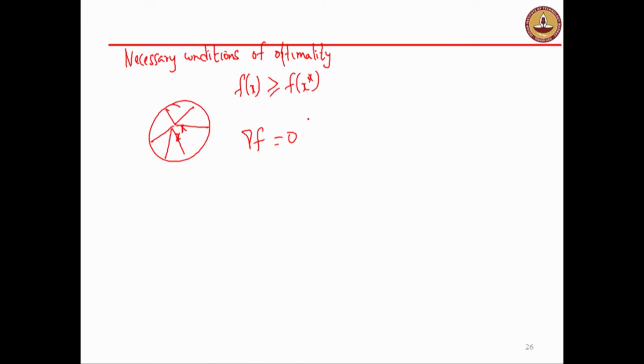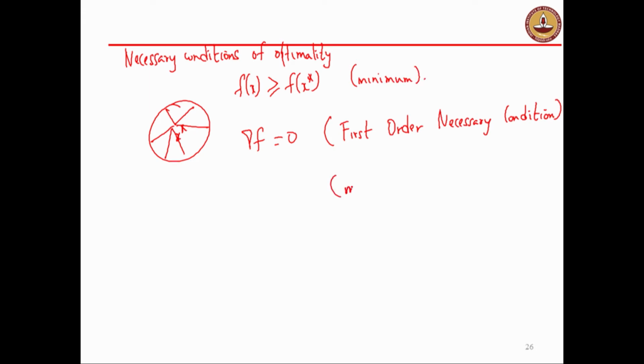So this is usually called the first order necessary condition. Now, is this enough for me to decide whether it's a minimum? No, unfortunately no, because the same thing holds for a maximum also. This is for a minimum.